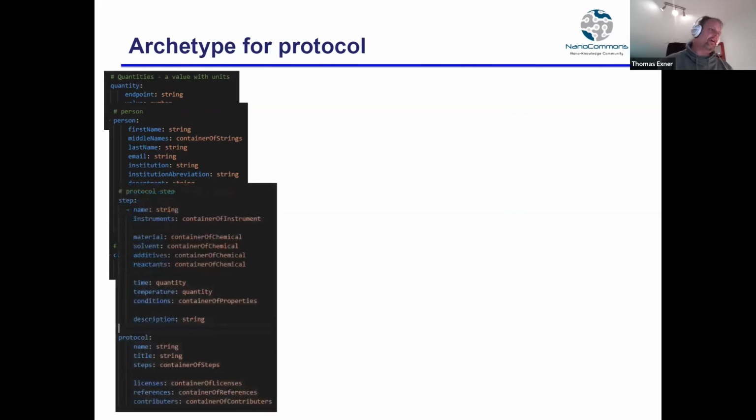And then you can go here to the property steps, and what I just wanted to show here is that you can then build these things out of these smaller things. And you have here somewhere licenses, references, contributors. This list of contributors, I don't have to specify that anymore because I know that it's a person, and therefore everything else is defined.